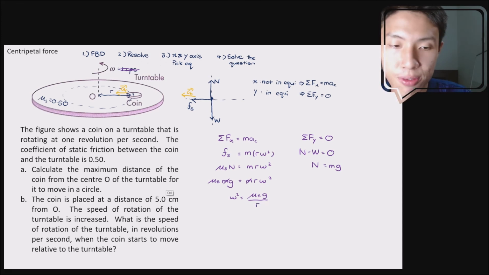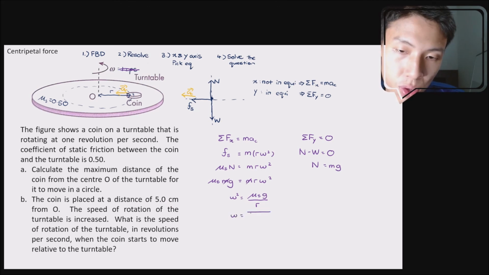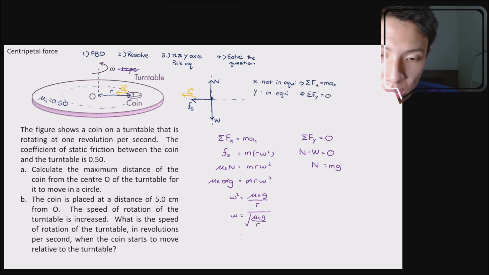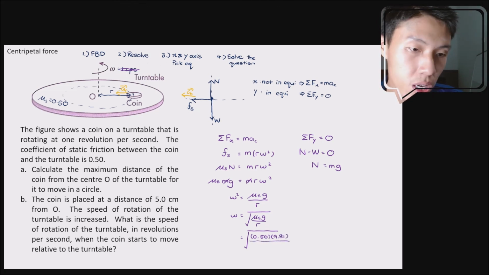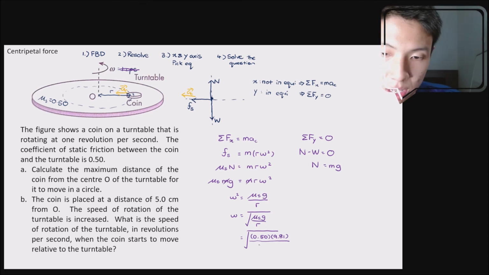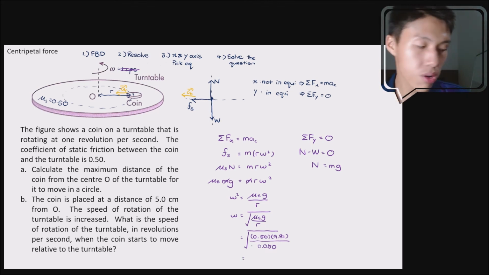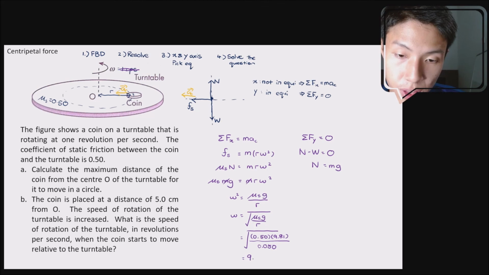Okay, and right now the radius is fixed already. They fixed it at a distance of 5 cm, and they ask for the omega. So this time omega will be equal to the square root of mu_s multiplied by g divided by r. Okay, so once we are clear with that, we can put in our substitution. 0.50 multiplied by 9.81 divided by the radius of the circular motion, which is 5 cm, 0.050. Okay, convert it to meter. So if you key into your calculator, I believe you'll get an answer of 9.90 radian per second.